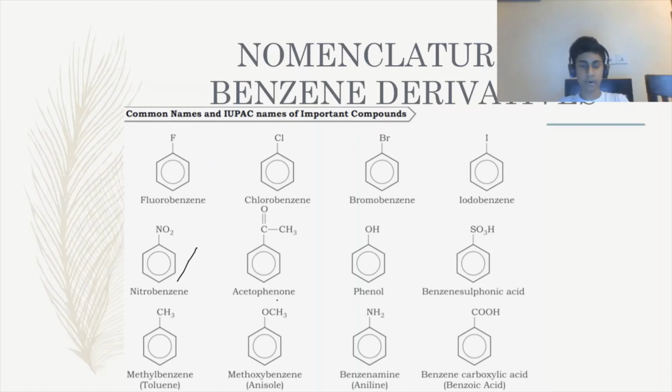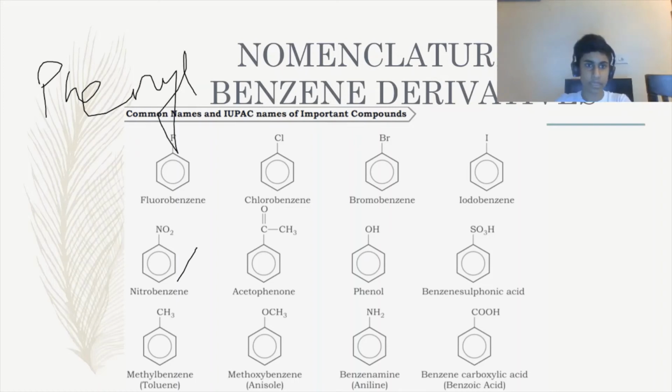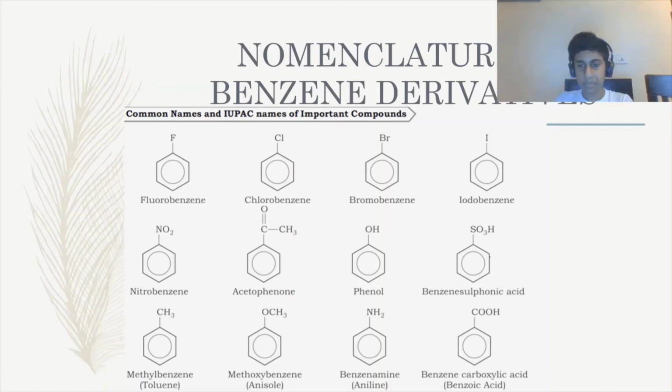Whenever benzene has C6H5, it is called phenyl. That's why phenol is just an alcohol. And benzene sulfonic acid is this sulfonic acid group attached like this. And we have CH3 attached to it as methyl benzene. This is also called toluene.